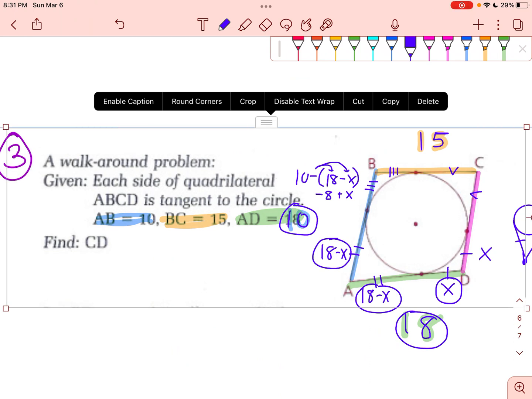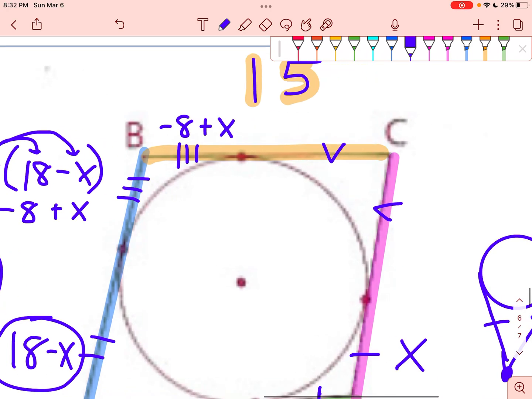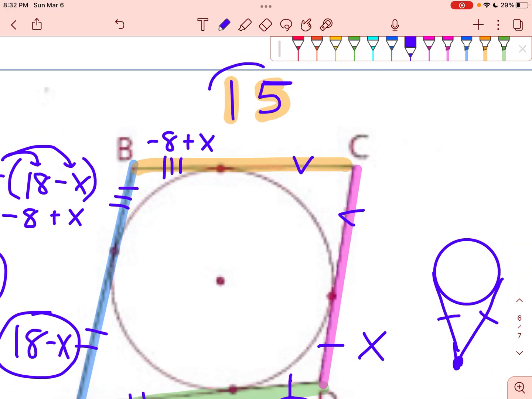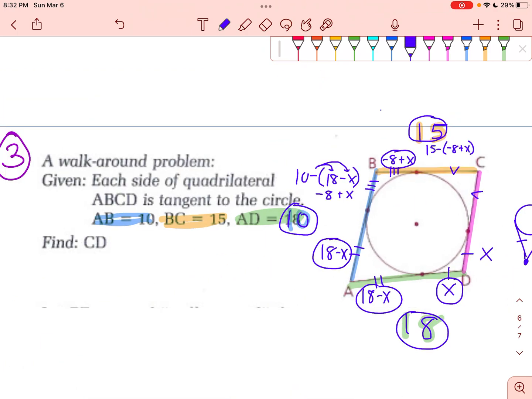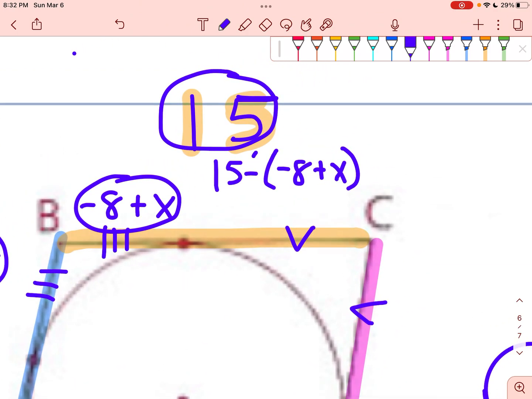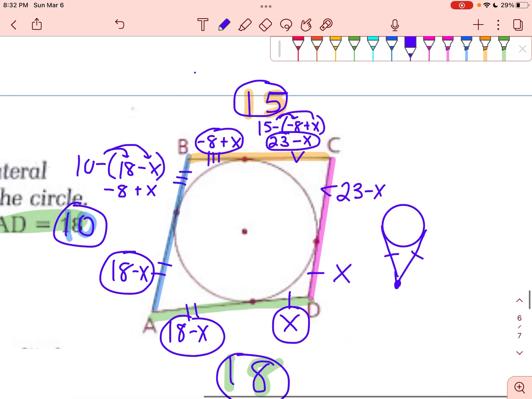Again, on the top I have negative 8 plus x, and I'm going to do the same thing. If this whole orange side is 15, then this piece has to be 15 minus (negative 8 plus x). And if you go ahead and distribute this, this ends up being 15 minus negative 8, which is 23, and then minus x. Okay, and if this piece is 23 minus x, then this piece has to be 23 minus x, and I think I'm done walking around the outside.